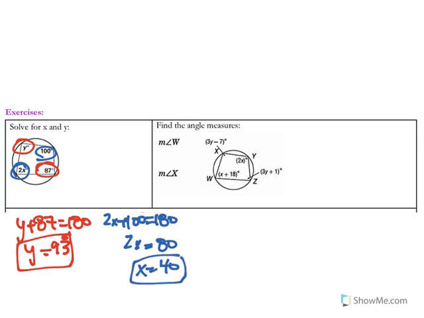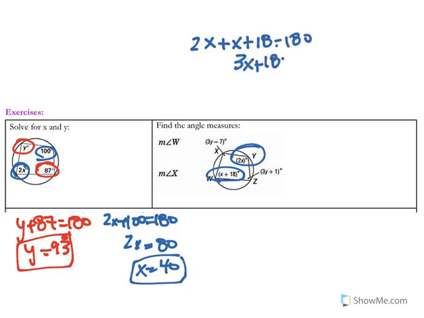Awesome. All right, let's try the next one. Which two go together? We'll do 2x and x plus 18. Okay, that's nice. 2x plus x plus 18 equals 180. 3x plus 18 equals 180.